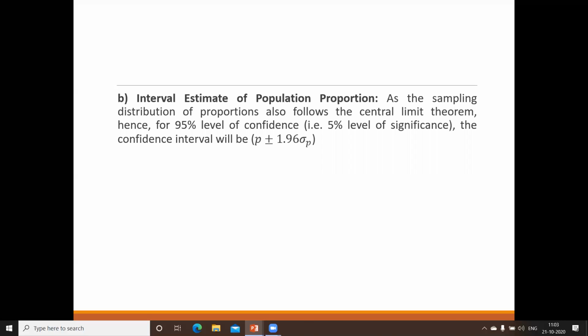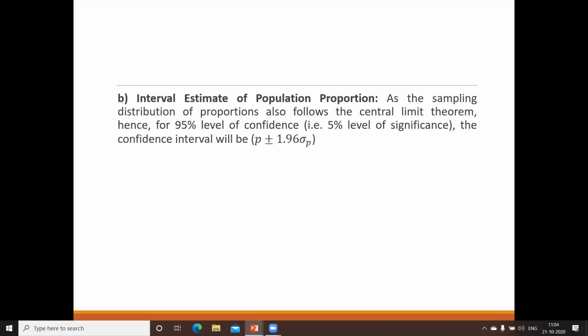Okay, as I told you last time, we had done interval estimate of population mean under the major topic of interval estimation. Let us go ahead and check interval estimate of population proportion. As you know, both the sampling distribution of proportion and of population mean follow the central limit theorem. That means a regular normal curve distribution will be there in both the cases. So let us see some formulas.